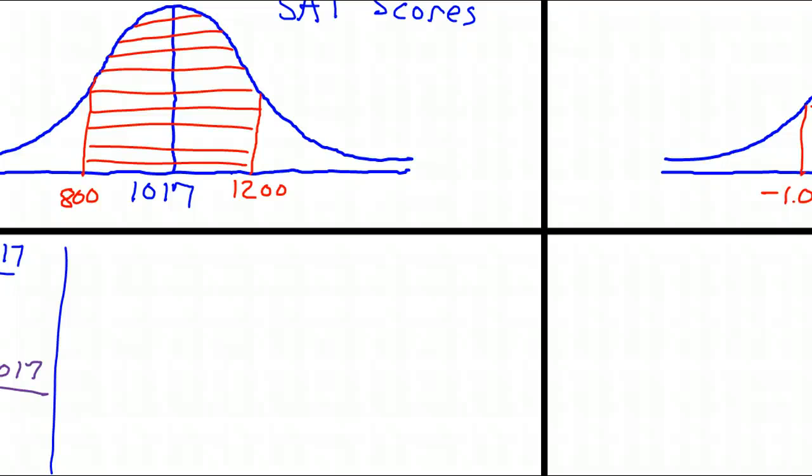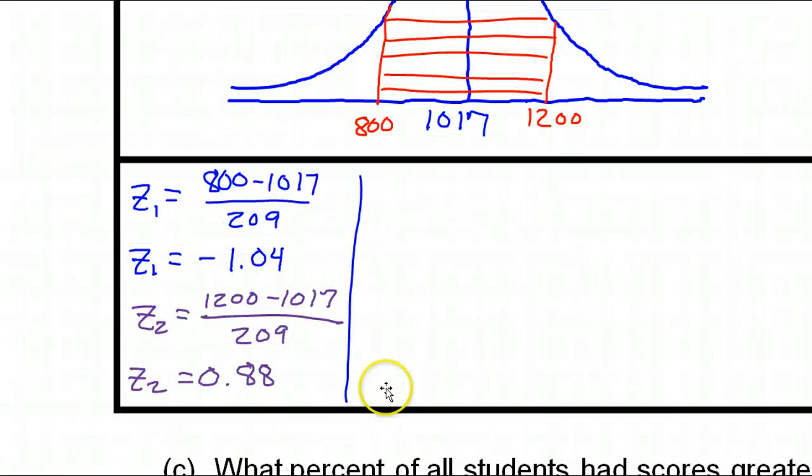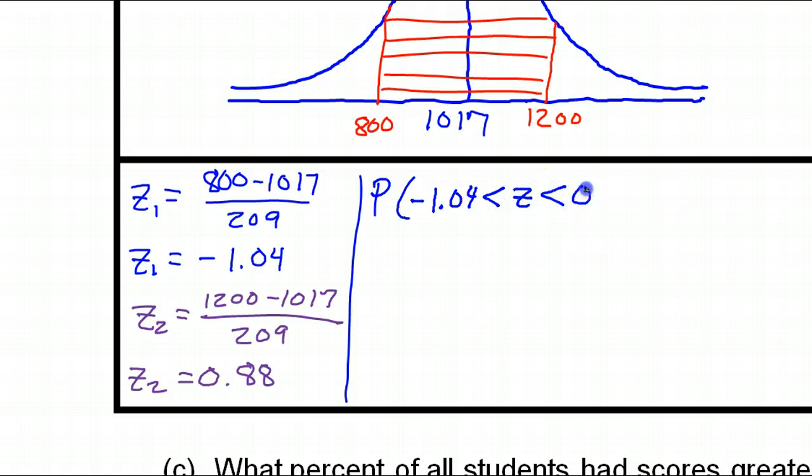So I am going to find the proportions off the table. What I'm looking for is the proportion of z values that are between these two. So that's negative 1.04 is less than z, which is less than 0.88. Okay, you must show your symbolism here. Now it's going to be the big proportion minus the small proportion that I'm about to find off the chart. So I'm going to start with the 0.88.